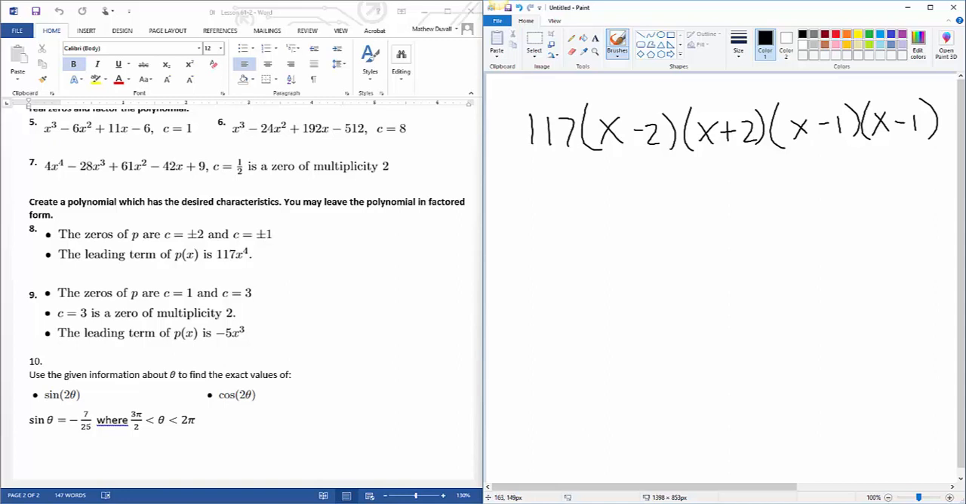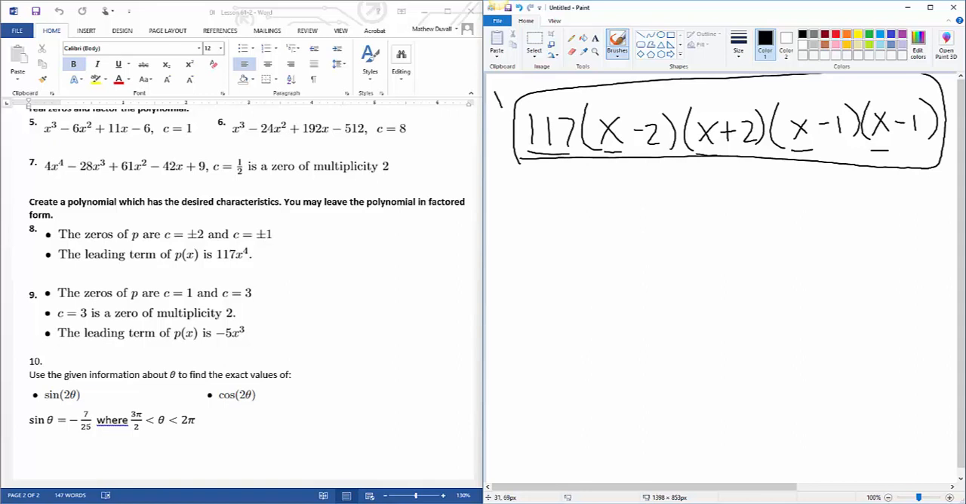Well, let's check it. If I multiply 117 times x times x times x times x, well, that gives it to me. Boom. There's my answer for number 8. Now you're probably thinking, whoa, you could do all these other things. There's other possibilities. You're right. But it's just asking me to create a polynomial that has those characteristics. So this polynomial that I've created at least has those characteristics, so it's going to work.